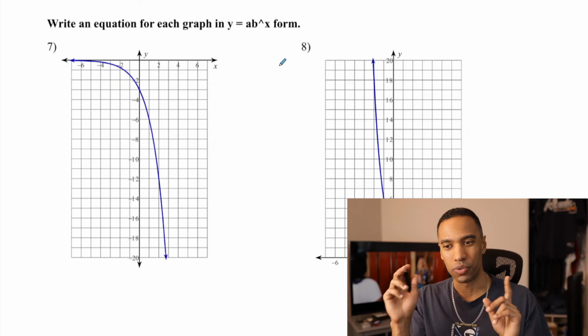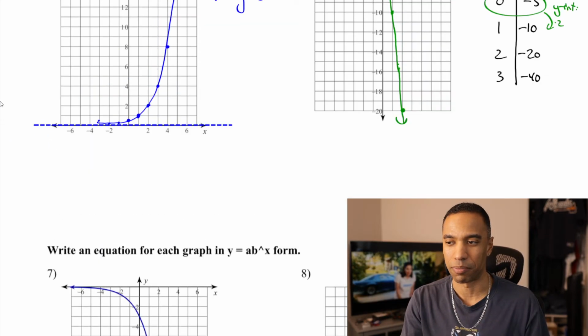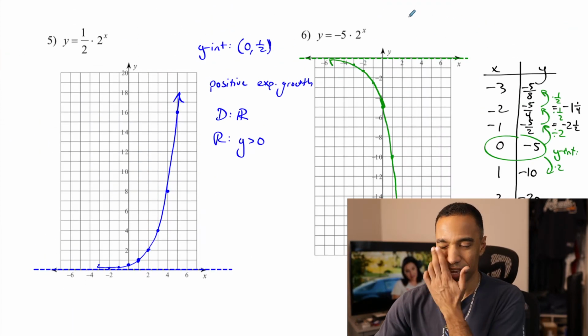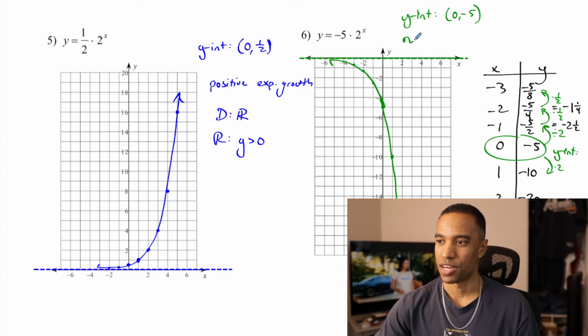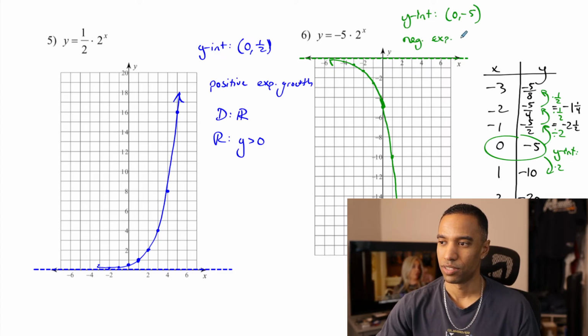All right, 2 more to do. These should be pretty fast. Oh, hold on, actually. Let me go back to this one. I didn't write out the things. It has a y-intercept of 0, negative 5. It is negative exponential growth.